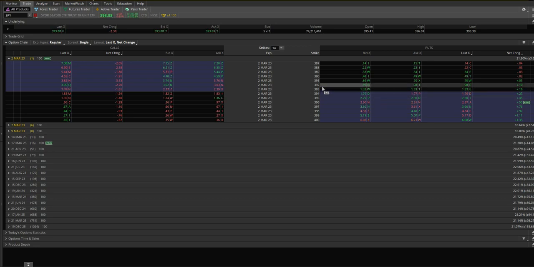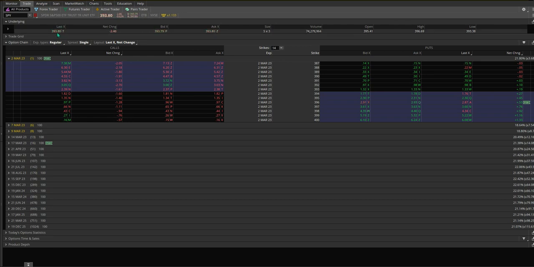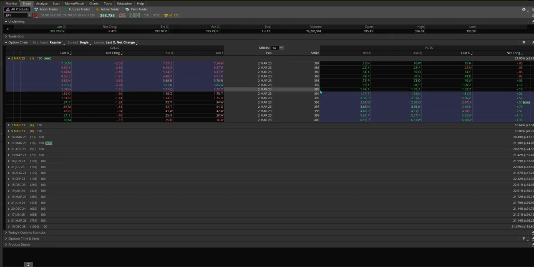That's at the money. The SPY is trading at 393. That's the last. So you want to find 393 here, and that's right here. So that's at the money. If you buy out of the money, then you're going to be buying these out here in this area. And if you buy in the money, it's going to be here. Out of the money, they're going to be cheaper. You can see the last price on them right here. And you can see the last price when they're in the money. They're more expensive.